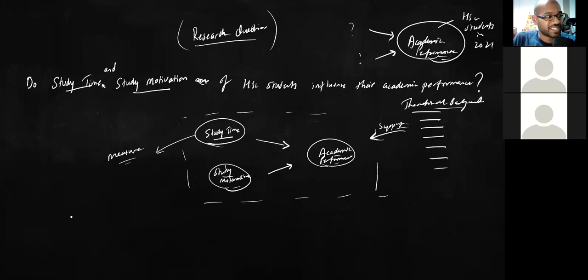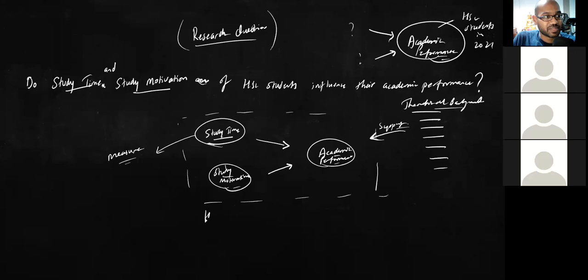Okay. So exactly. We need to have a hypothesis, right? So how many hypotheses do we need here? We are going to have two hypotheses, one for each variable. Good.